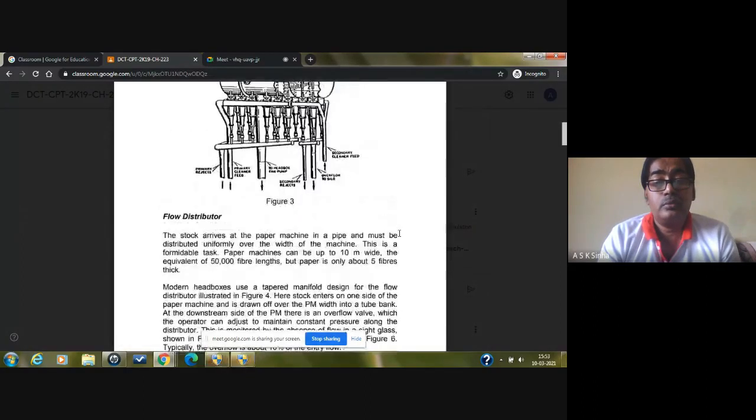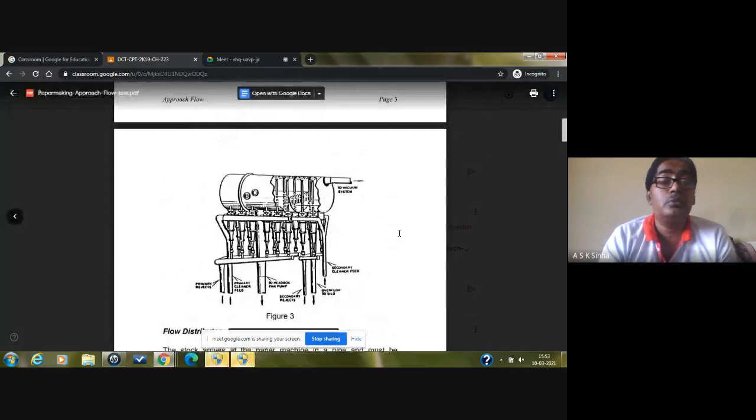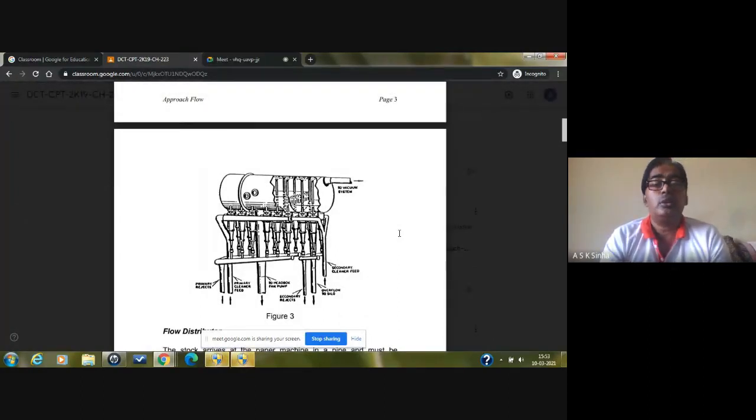Clear? So we'll stop here only, and next time we'll see more of the different equipments here and how they work.